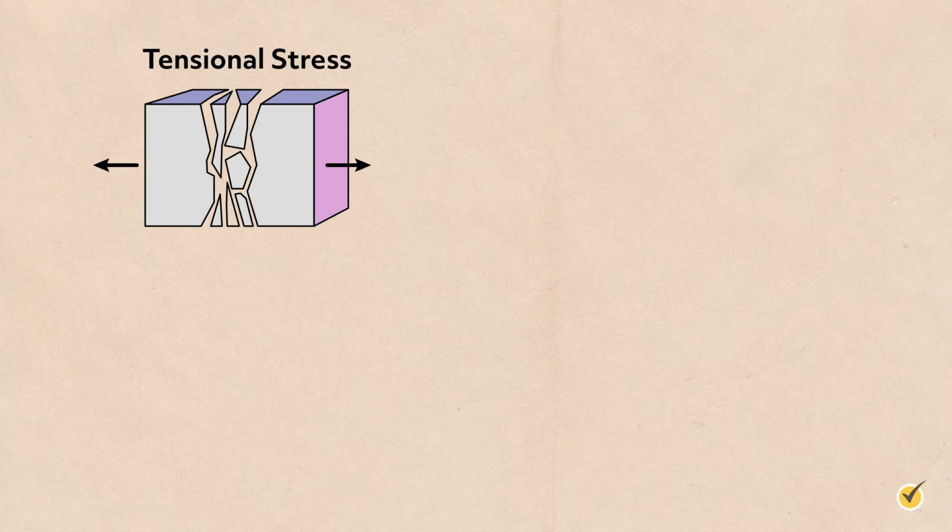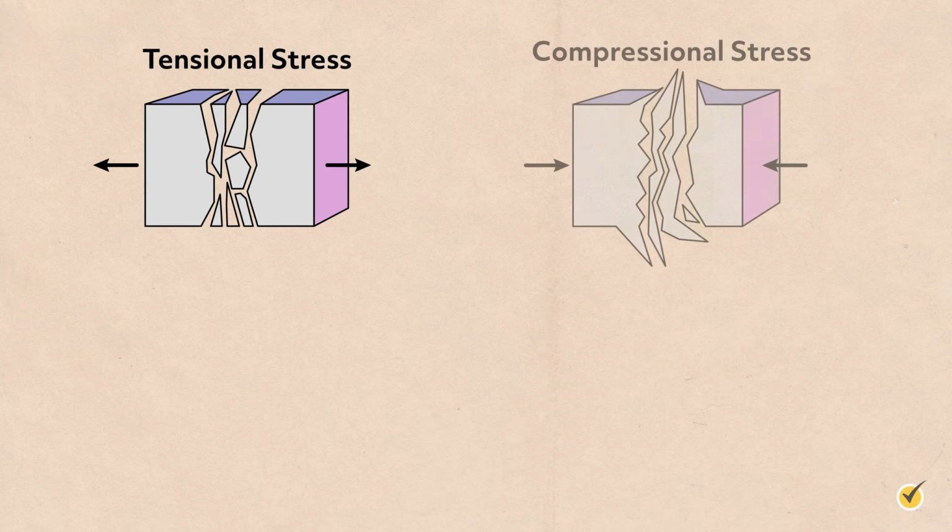Take a look at the top left. You see two plates moving away from one another with tensional stress. Think of a game of tug-of-war. When the opposing teams pull the rope in contrasting directions, tension is created. What type of fault is this tensional stress associated with? A normal fault. The top right shows compressional stress.